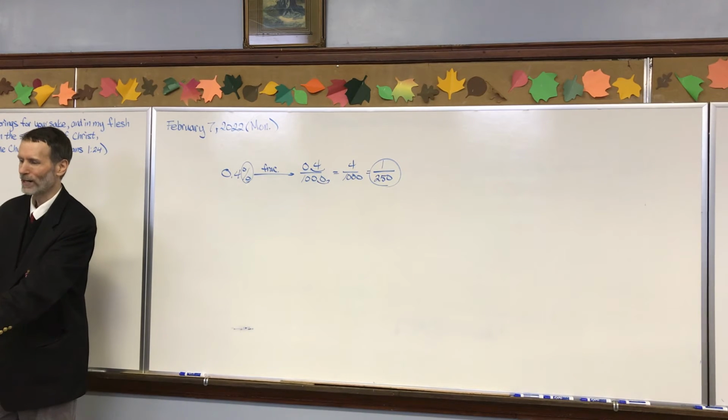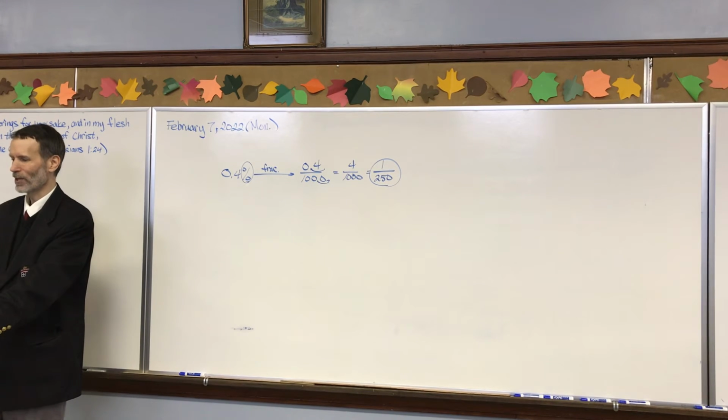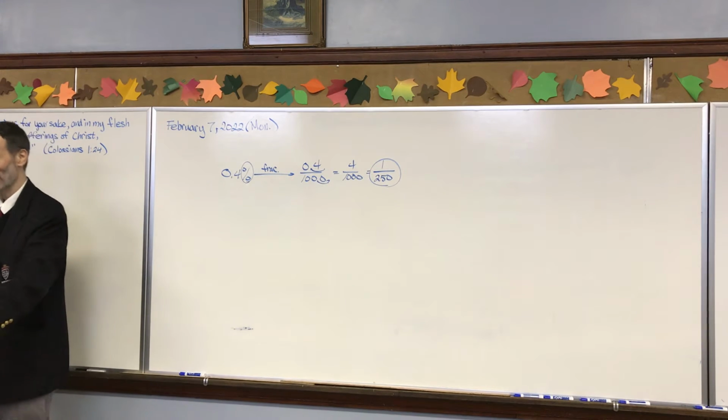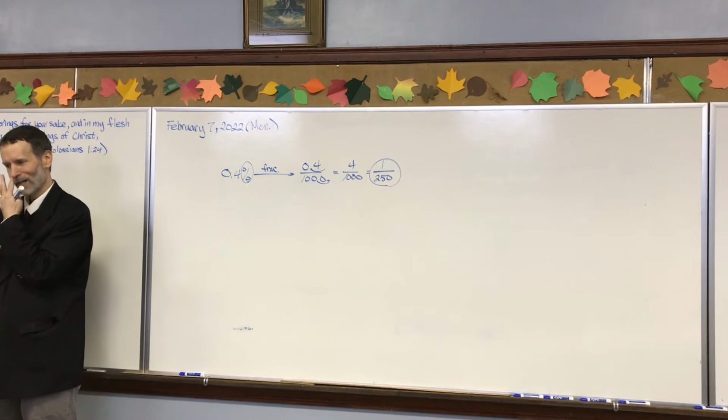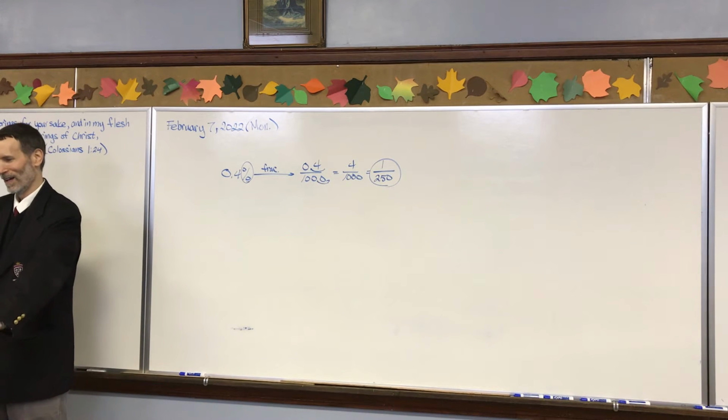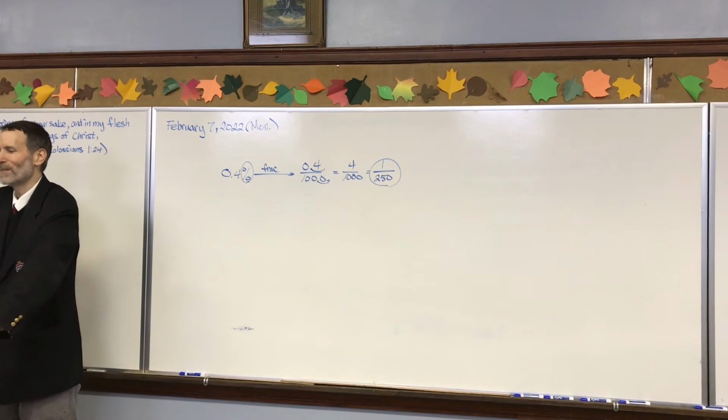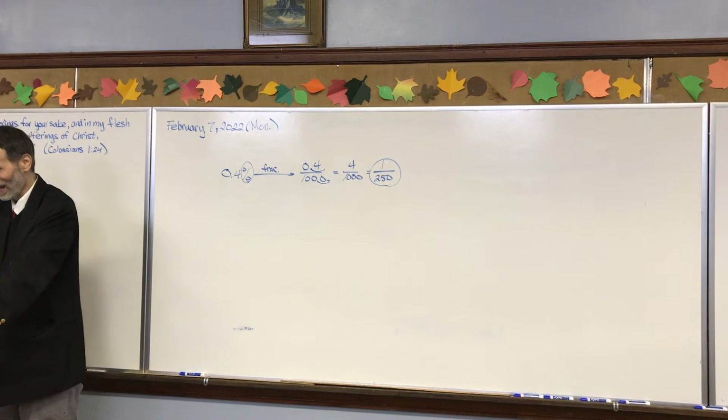27, 1 over 8. 28, 13 over 33. 29 is 16 over 33. And number 30 was pretty obnoxious if you didn't know the trick. It was 50 over 999.